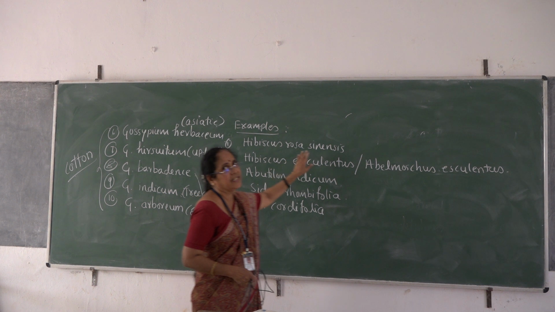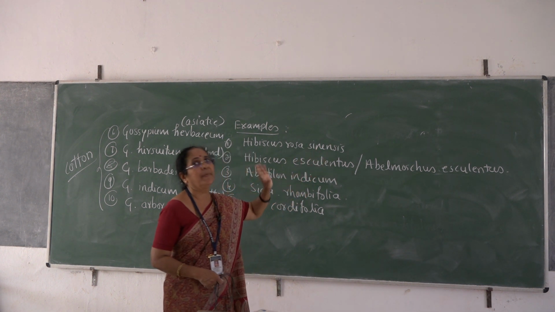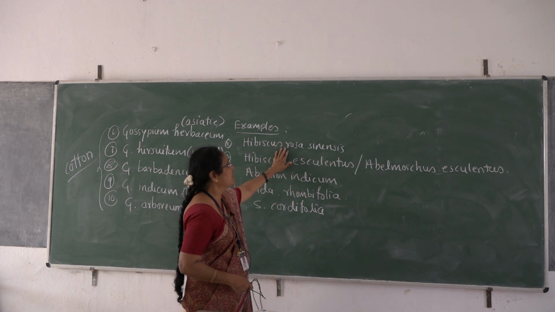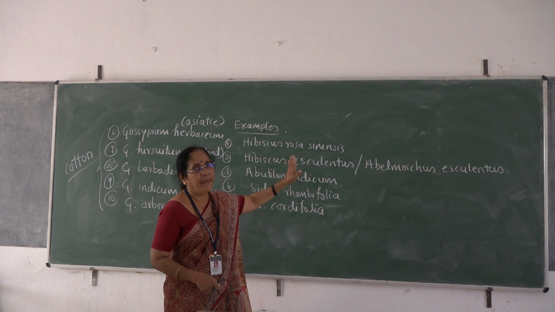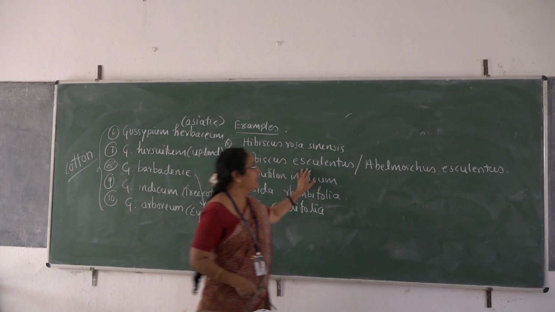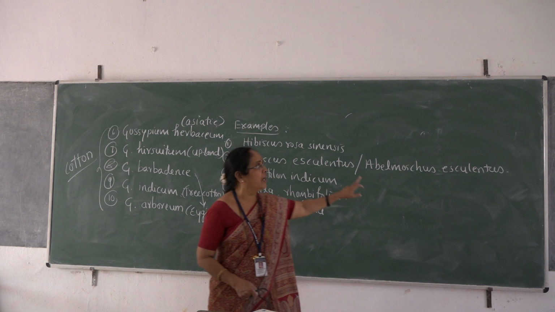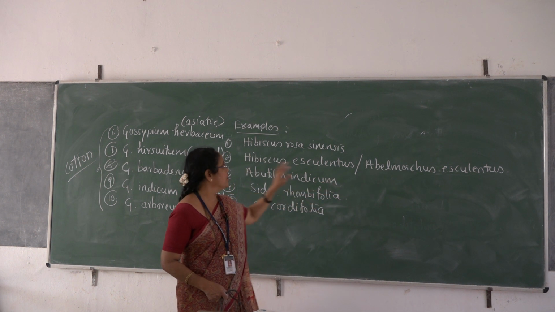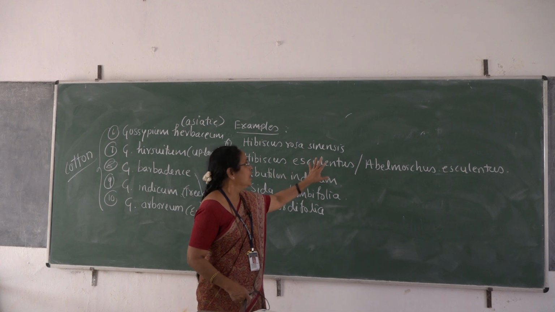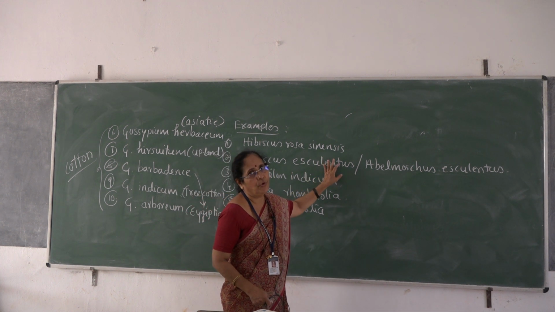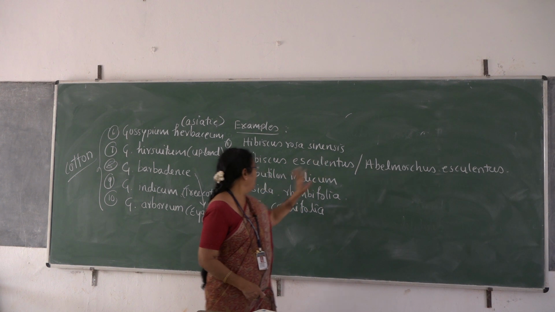Hibiscus rosa-sinensis is China rose. Hibiscus is commonly called China rose. This is cultivated for its ornamental value. Hibiscus esculentus or Abelmoschus esculentus is lady's finger, bhendi. Lady's finger is called Abelmoschus esculentus or Hibiscus esculentus. So this is cultivated for its fruit, which is commonly used as a vegetable.